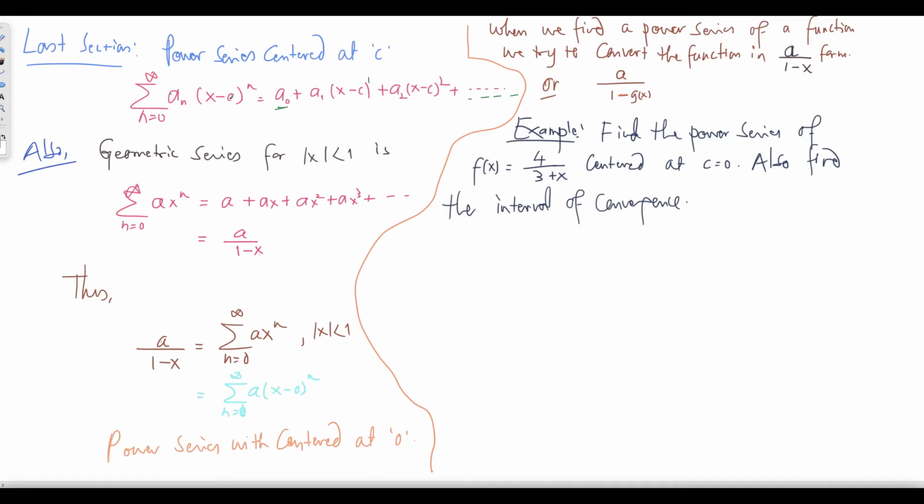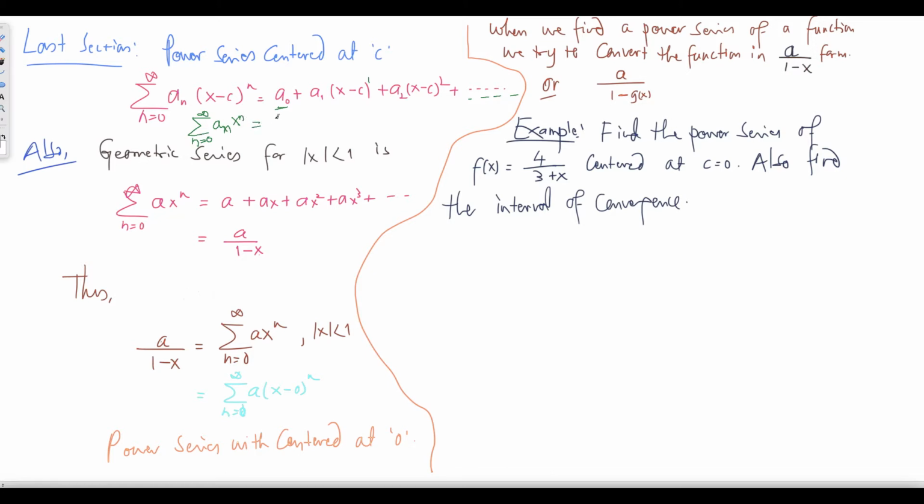So if c is 0, how would that look? If c is 0, then your power series will look like the summation n equals 0 to infinity of a sub n times x to the n. You see that?